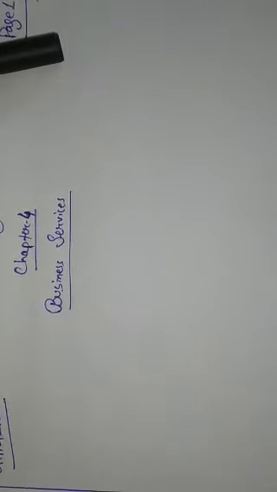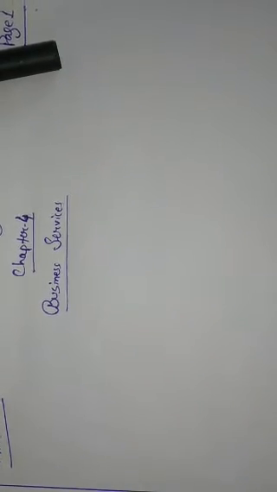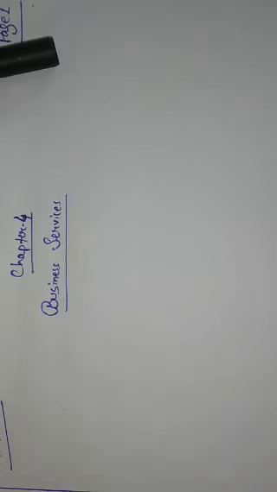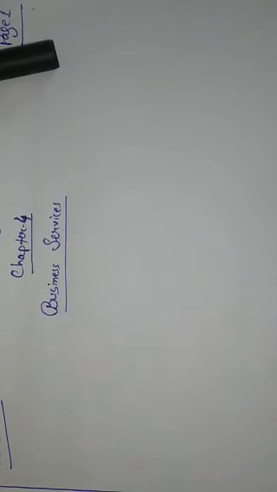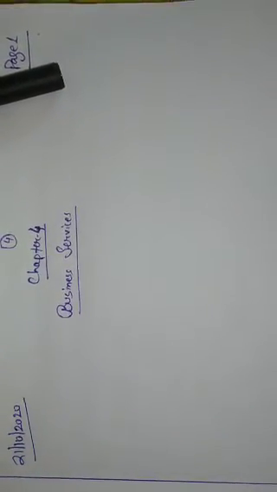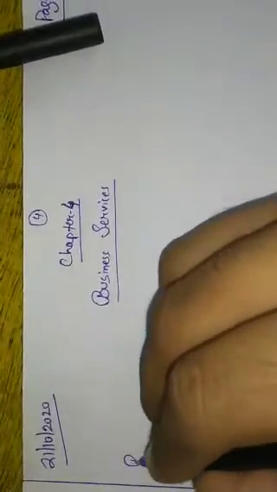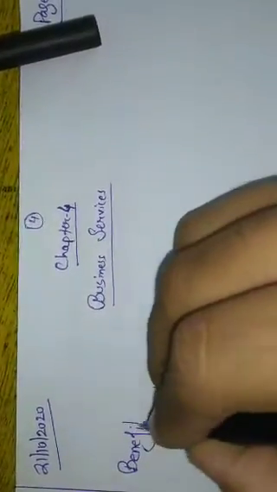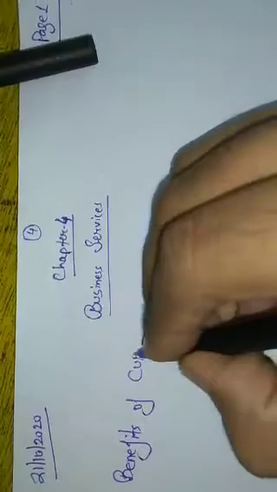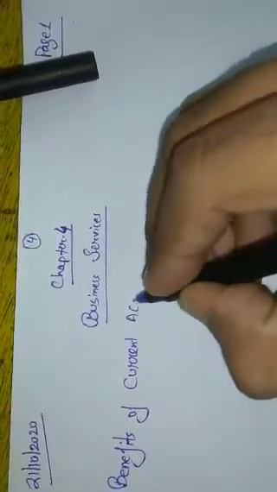In the previous class, I told you about the types of bank accounts. I explained two types of account: savings bank account and current account. So today I want to continue. The benefits of the current account were remaining, so I want to continue from the benefits of current account. Here you will write benefits of current account.